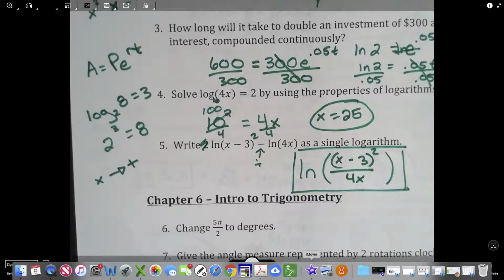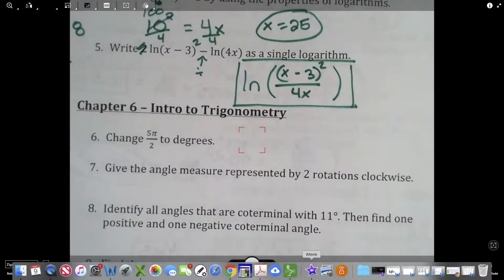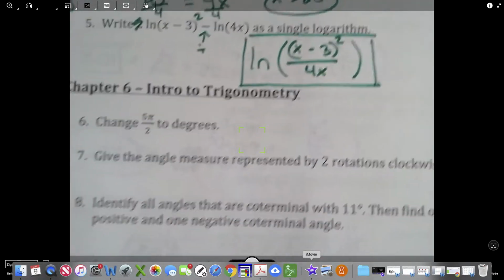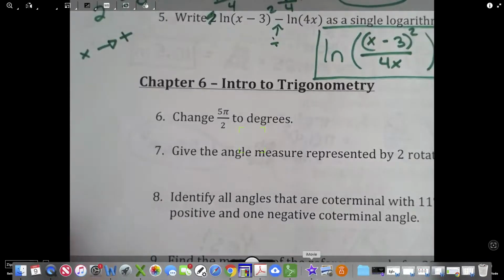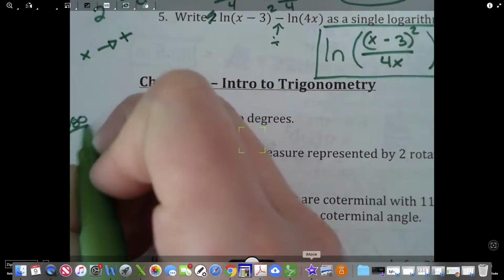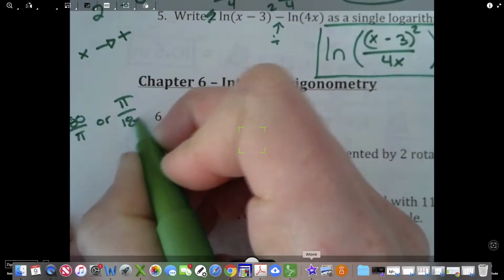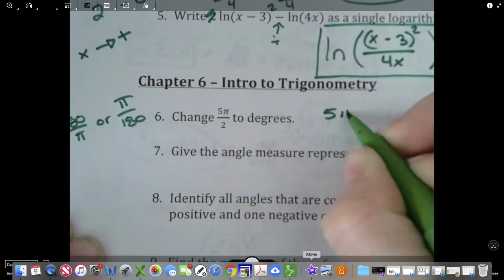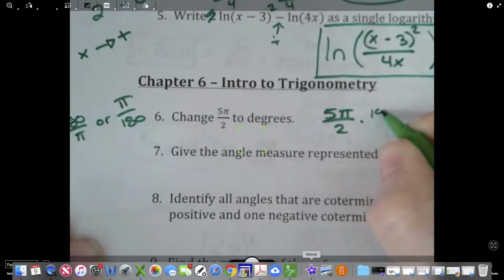Okay. Number 6, change 5 pi over 2 to degrees. On the test, I might do from degrees to radians instead. Can you do both of them? What's the conversion? 180 over pi or pi over 180, depending on which one I give you. For this one, you're going to use just what Allison said, 180 over pi, because you want the pi's to cancel.